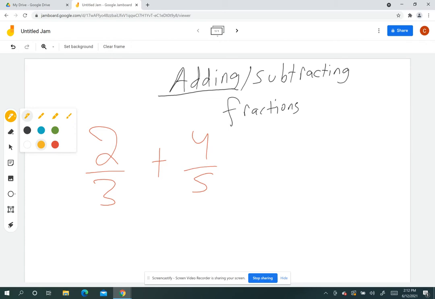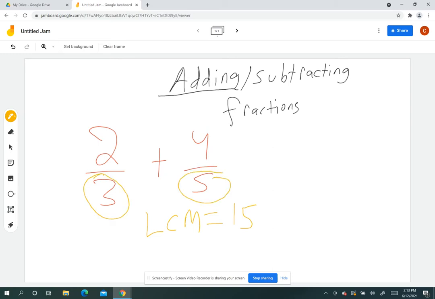So what do I mean by that? 3 goes into 9, but 5 does not go into 9. 5 goes into 10, but 3 does not go into 10. 3 and 5 both can go into 15. And that actually is the lowest number that both 3 and 5 go into, or our least common multiple. So that means because our least common multiple is 15, we want to make our denominators 15.